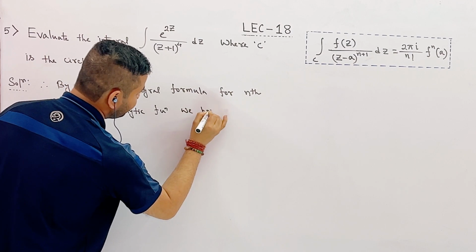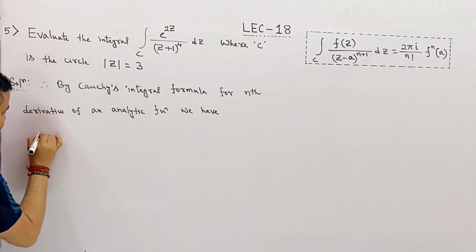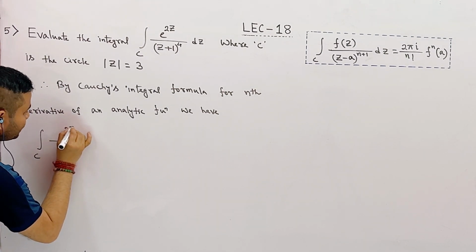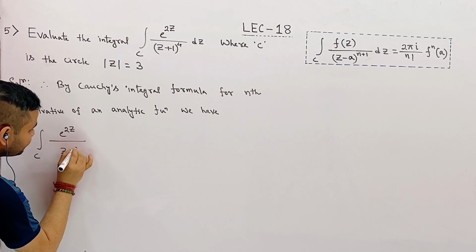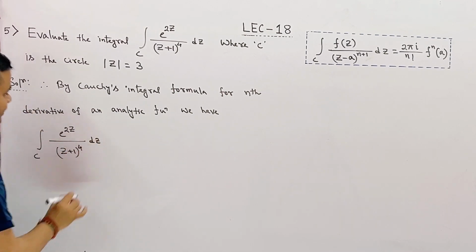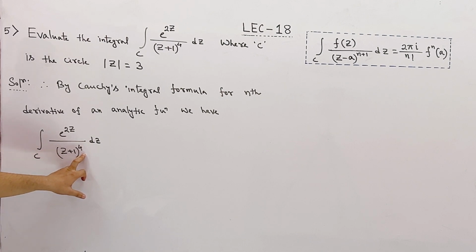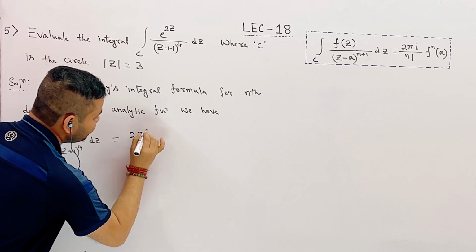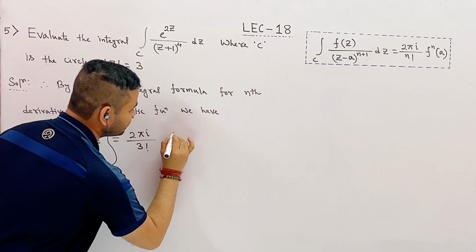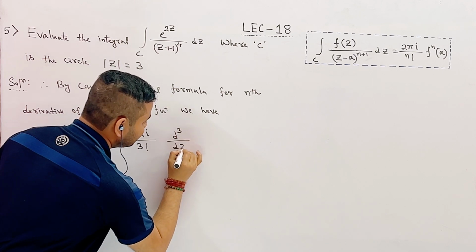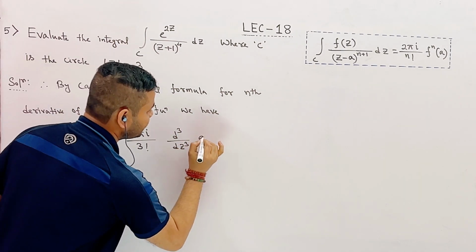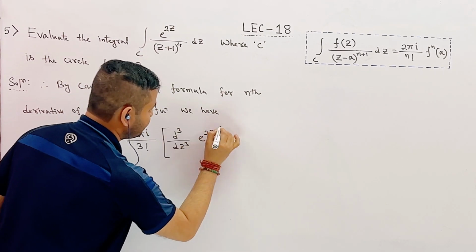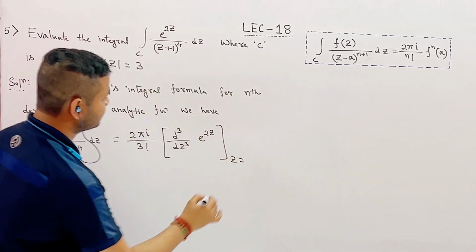we have integration along curve C e to the power twice z divided by z plus 1 whole to the power 4 dz. This 4 can be written as 3 plus 1. So, here n equal to 3 is equal to twice pi i divided by 3 factorial into d cube divided by dz cube into e to the power twice z at z equal to minus 1.